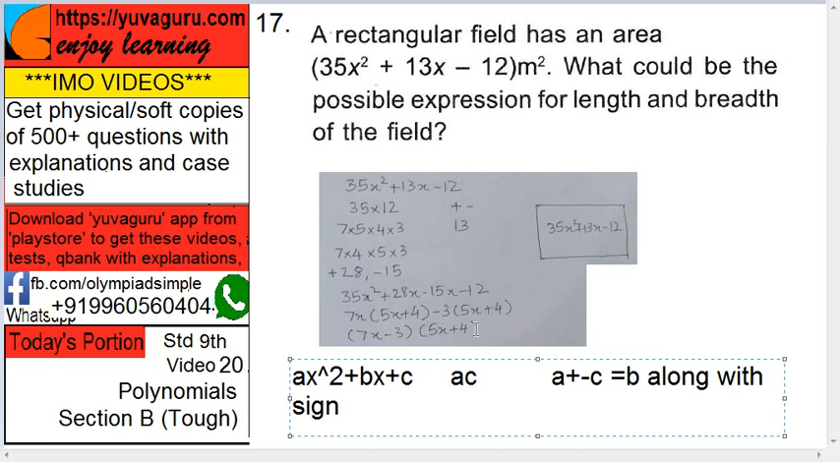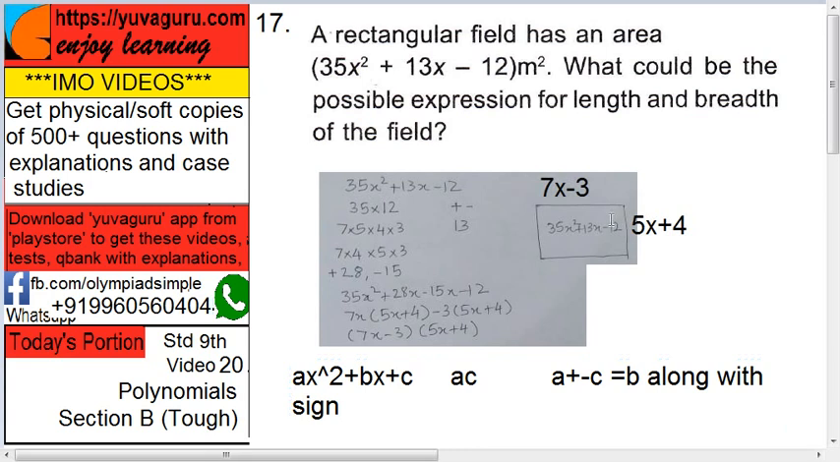So this is the answer. These are the two possible sides of the rectangle. So the two sides are 7x − 3 and 5x + 4.